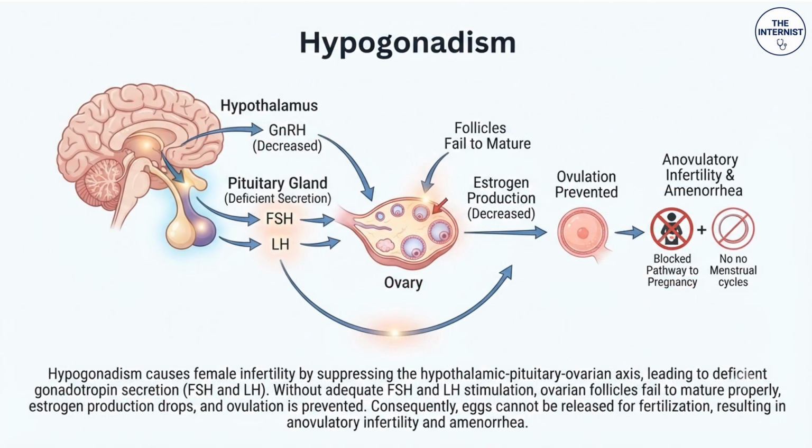Hypogonadism causes female infertility by suppressing the hypothalamic pituitary ovarian axis, leading to deficient gonadotropin secretion, FSH and LH. Without adequate FSH and LH stimulation, ovarian follicles fail to mature properly, estrogen production drops, and ovulation is prevented. Consequently, eggs cannot be released for fertilization, resulting in anovulatory infertility and amenorrhea.